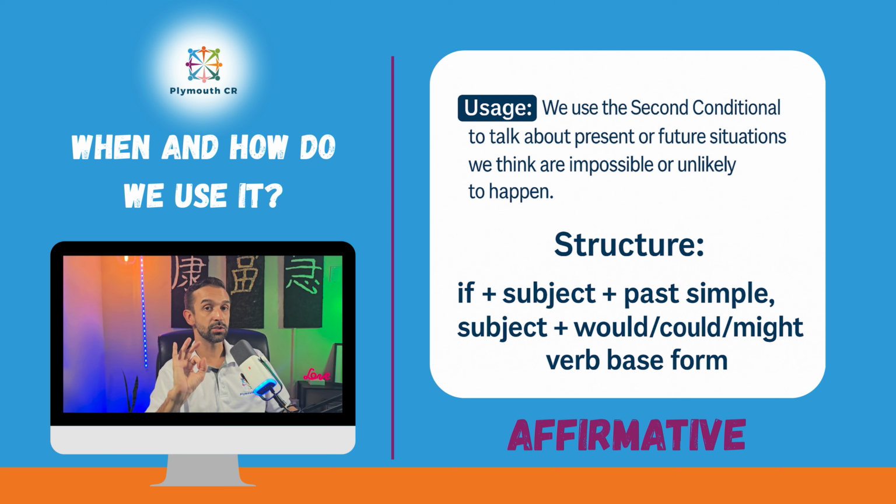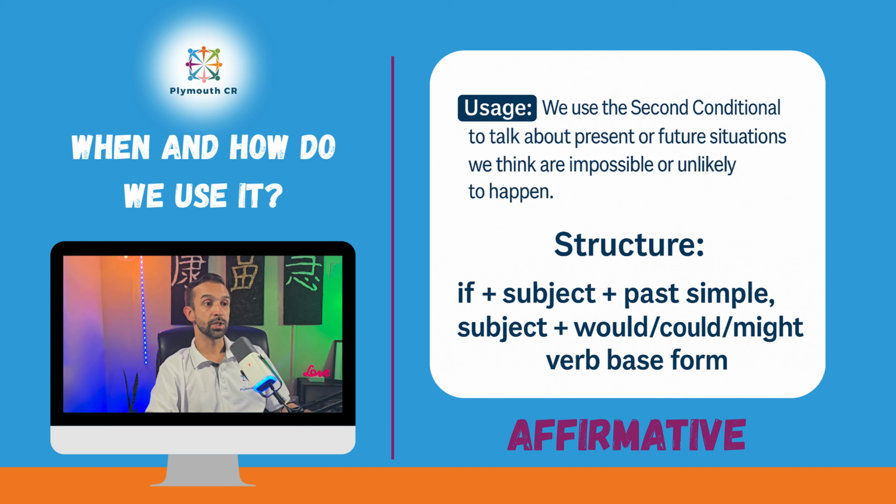In this case, you can use three different options for the modal auxiliary, okay? It can be would, it could be could, or it could be might, okay? And we saw could and might before in the modals, okay? And then the verb in the base form. So that's how you make an affirmative sentence using the second conditional.